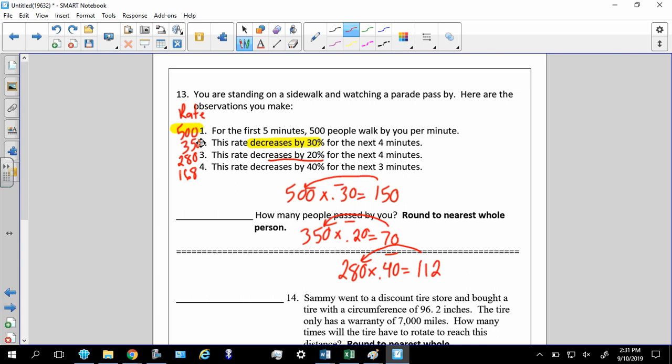Once I get all my rates, I then times it by the minutes. So 500 times 5 minutes, 2,500. 350 times 4 minutes, 1,400. 280 times 4. What's that? 1120, I think. Yep. And then 168 times 3 gives me 504. I'm going to add all these numbers up.